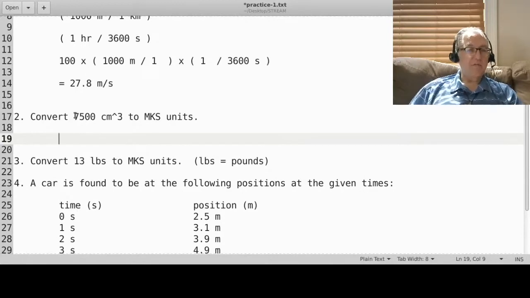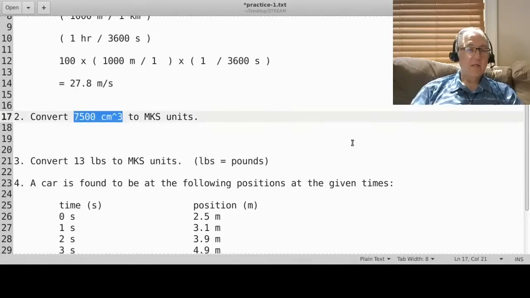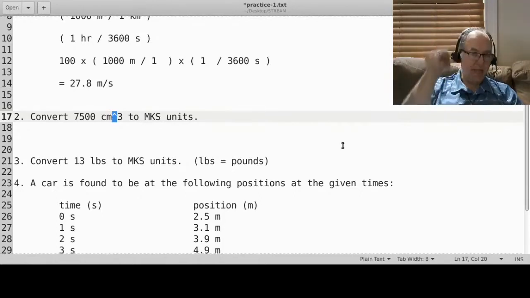Okay, so here's the next one. This one's a little bit more involved. Convert 7,500 cubic centimeters. Now, I can't do exponents in this whiteboard, so this caret here, you'll see me in a lot of these lectures, whenever I have to do exponentiation, I'll just put that little caret sign. It's like on your keyboard above the number 6. But all that means is centimeters cubed. Let's convert that to MKS.